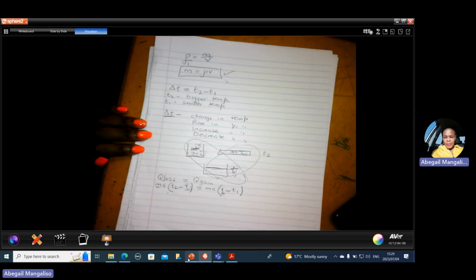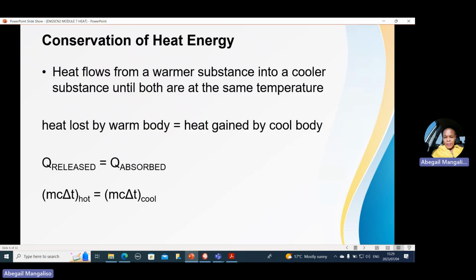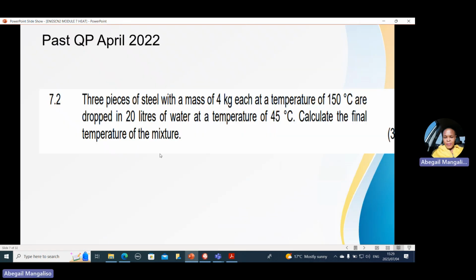Let's look at the second slide. Next slide. It is the example, the past question paper of April 2022. You are given 3 pieces of steel. So the number of pieces of steel is 3.